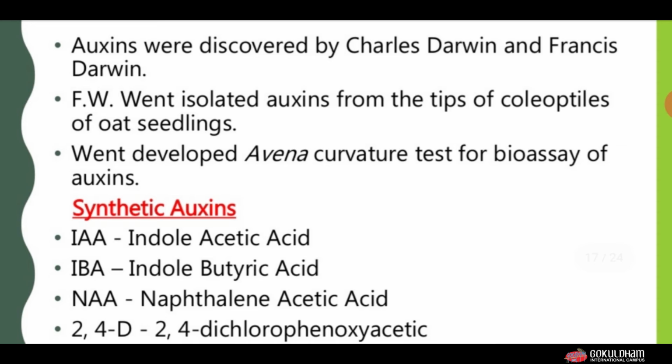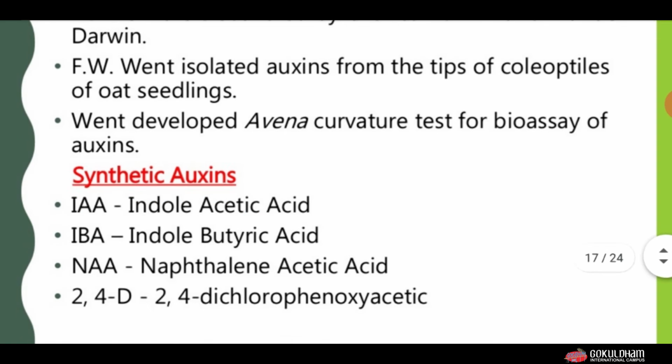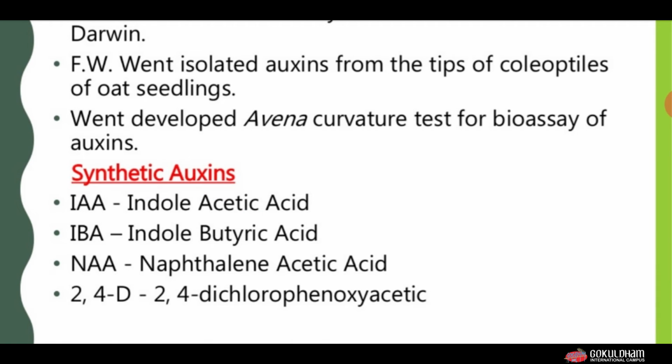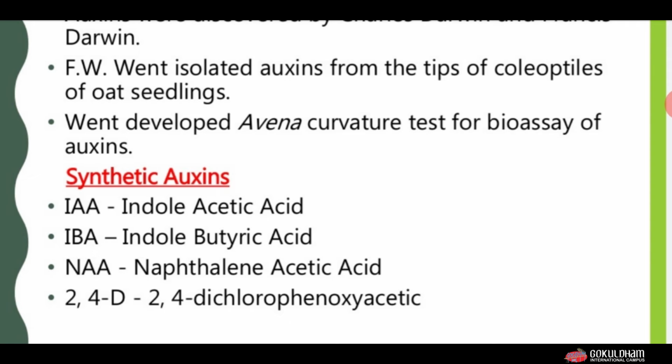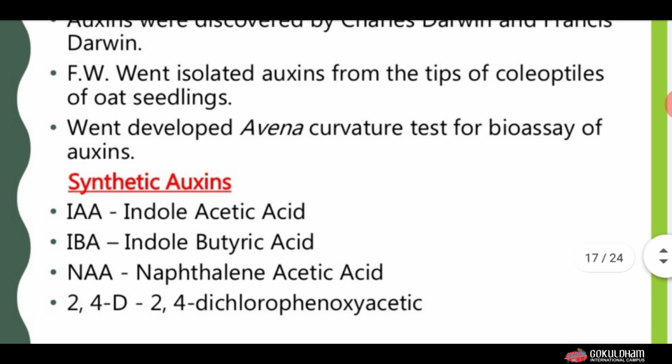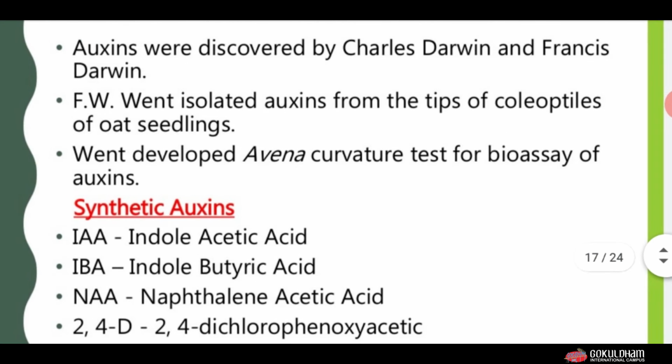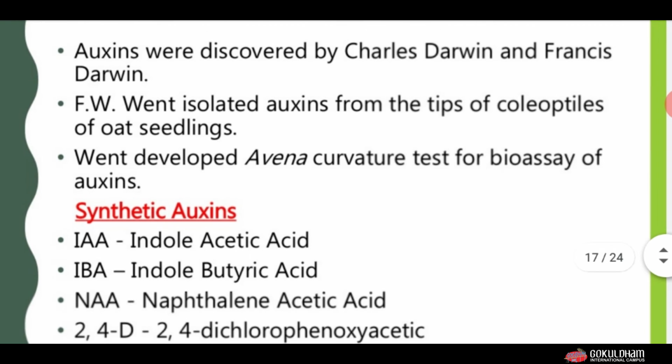First one is IAA, which stands for indole acetic acid, then IBA, indole butyric acid, then NAA, naphthalene acetic acid, and then 2,4-D, 2,4-dichlorophenoxyacetic acid. Of these different types of auxin, indole acetic acid or IAA is the only natural auxin found in plants, and the others are synthetic auxins which are used in agriculture nowadays.